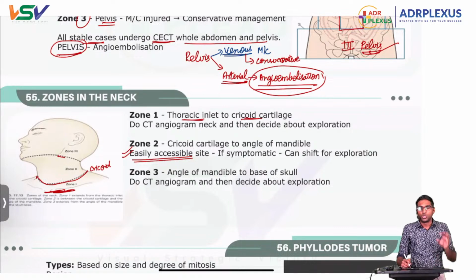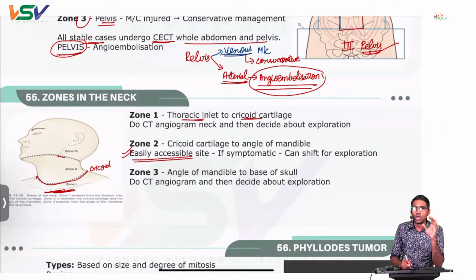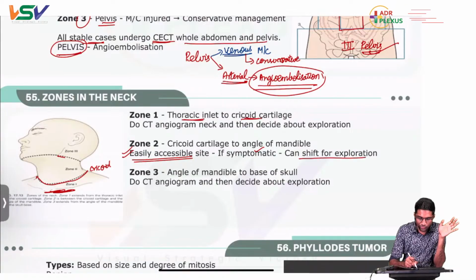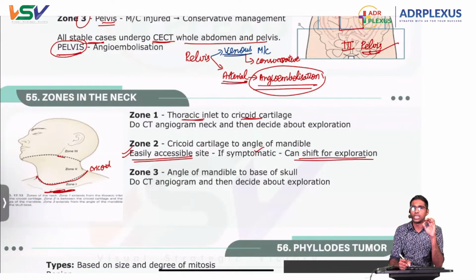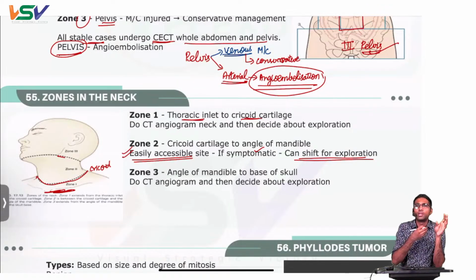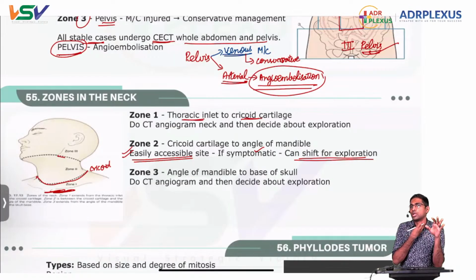So if the patient is stable or unstable, you can directly shift for exploration. No need to do a CT angiogram. If there is a bleeding from zone 2, you need not do a CT angiogram. Directly take him to the OT table, anesthetize him, and you can do an exploration and suture that vessel.